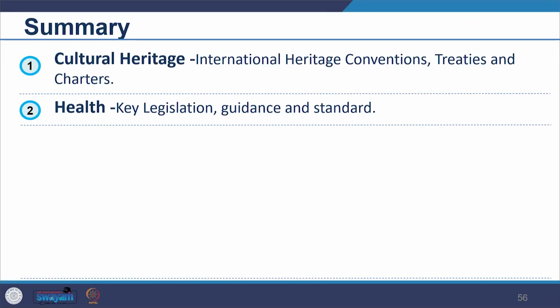So summarizing, we looked at different international heritage conventions, treaties and charters, many of which India is a signatory to, so which would be applied, and you also saw the range of legislations which are applied to this. And then we looked at health impact assessments and what are the key legislation, guidance and standards which are available for your reference. So this was part of the legislation part. We'll be covering more and looking at the process when we do the methods part.